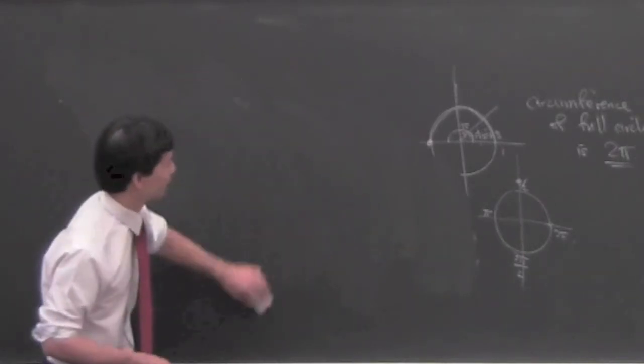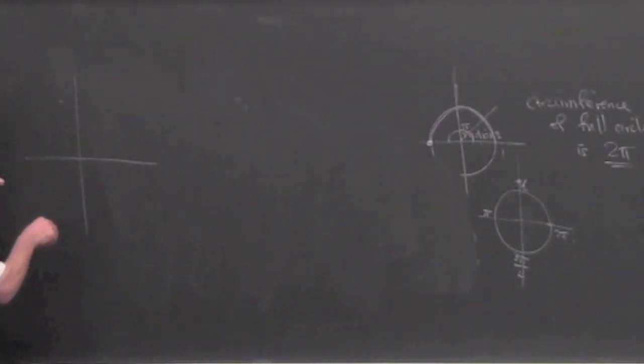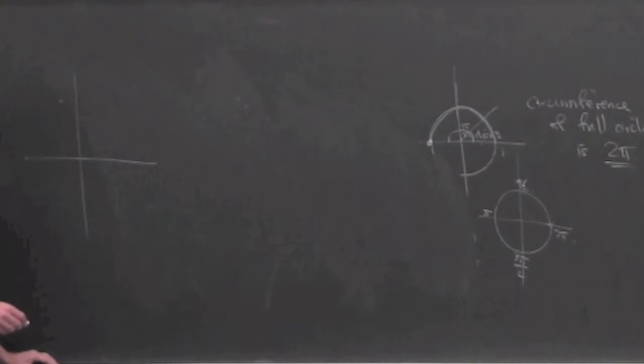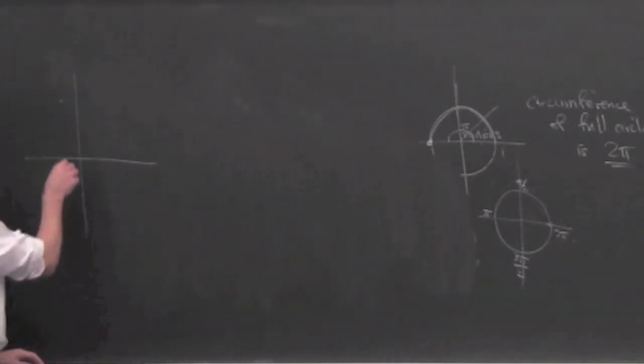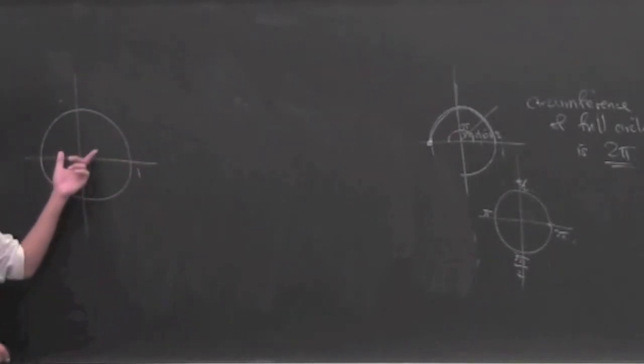Who knows the answer? What's a radian? Is 1 radian equal to 180 degrees? No. Pi radians is 180 degrees, right? So here's the unit circle.